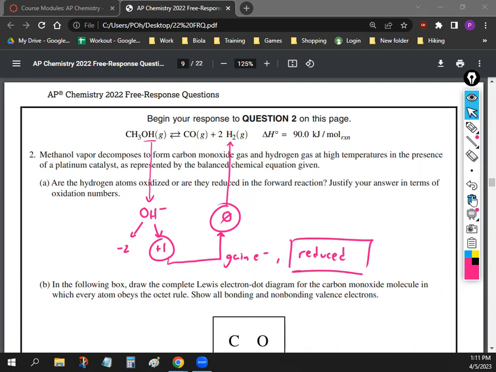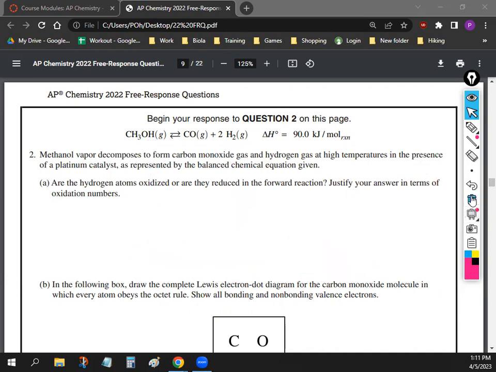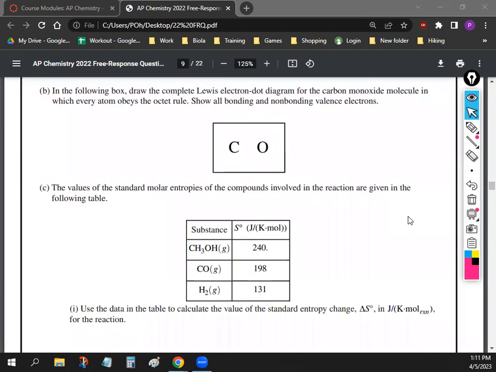Ready to move on, guys? Okay, let's move on to part B. Electron dot diagrams. I'll give you a minute to do this. Alrighty, guys. So this one should be pretty easy. Carbon has 4 valence electrons. Oxygen has 6, so you have 10 total. So 2, 4, 6, 8, 10, and everybody has 8. So you got a triple bond.